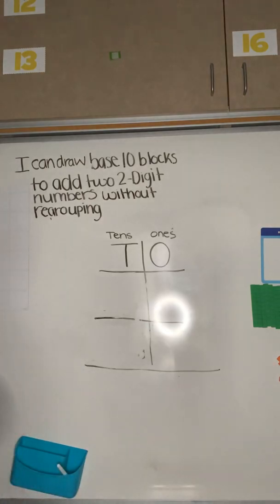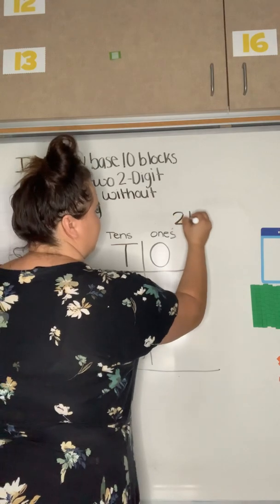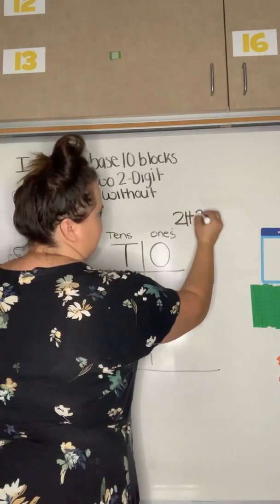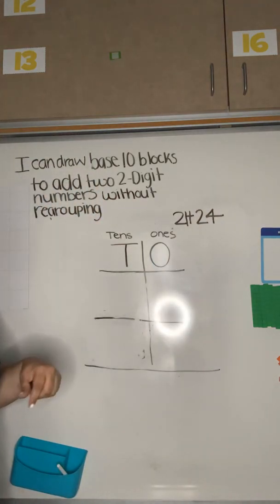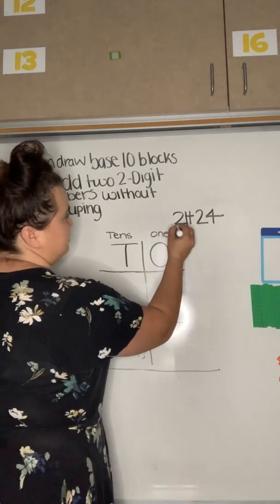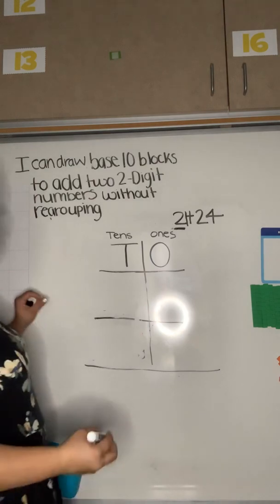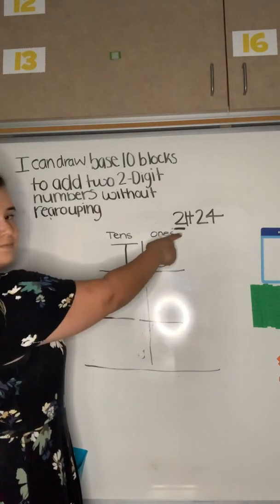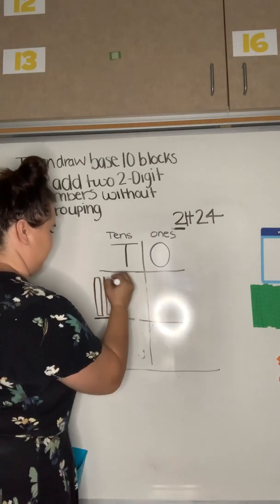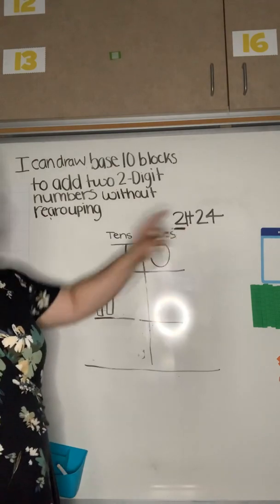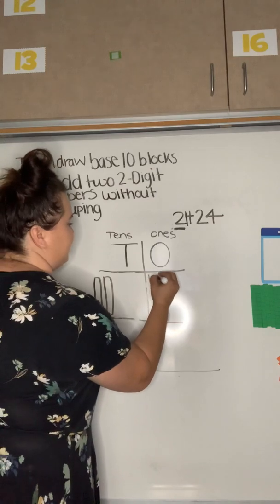All right, so our first question from the homework is going to be 21 plus 24. All right, so the first thing we need to look at is how many tens are in 21? How many tens rods do we need to draw? Right, 2. So I'm drawing 2. Now, how many ones are in 21? How many ones do we need to draw? 1, good job.